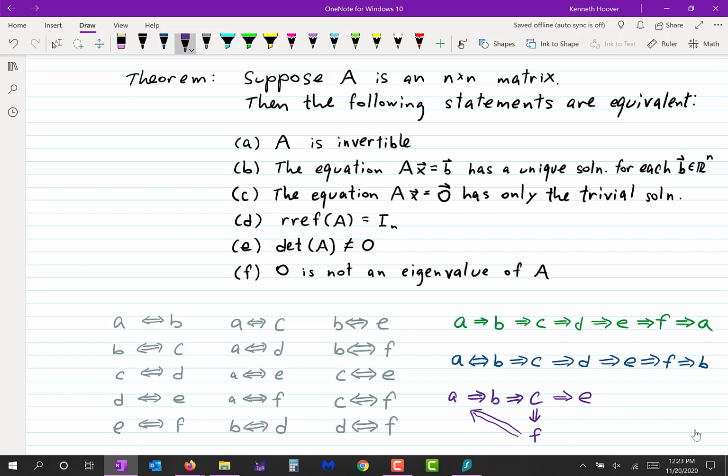And what else is missing? There's no D yet, right? And maybe E also implies D, and maybe D implies F. Could I get from any statement to any statement if I proved those 7 conditionals? I think so, right?